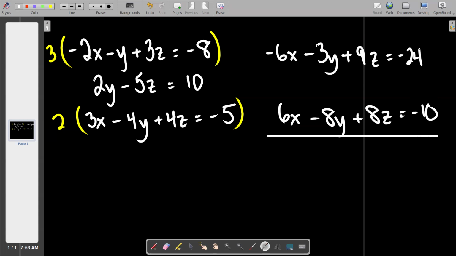So normally it's a good idea to copy the whole system back over. But in this case, like I said, there's really no point. You can if you want to. So if we add downwards, what do we get? No X's.